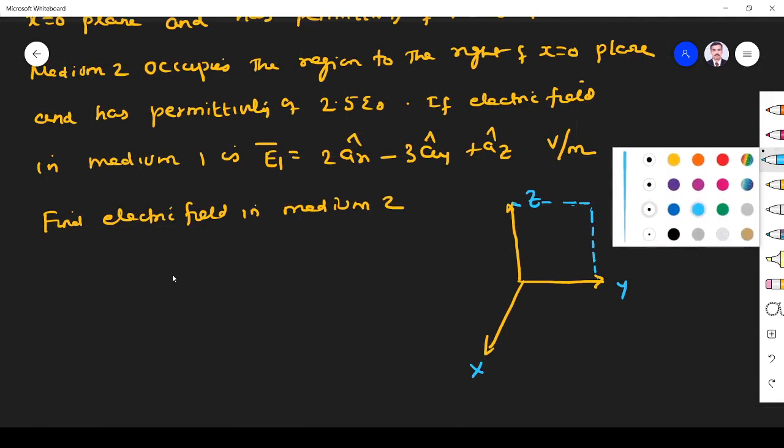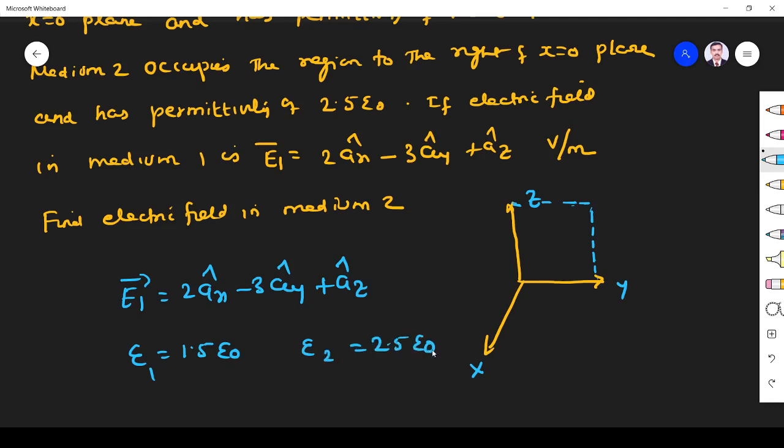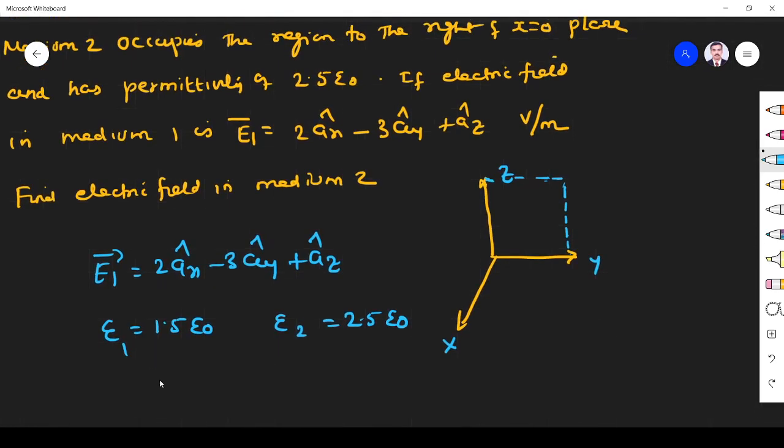So they have given the electric field of medium 1, E1 = 2ax minus 3ay plus az. The permittivity of medium 1 is 1.5 epsilon naught, and the permittivity of medium 2 is 2.5 epsilon naught. What we have to find is E2, the electric field in medium 2. Medium 1 is on the left side of the x = 0 plane.